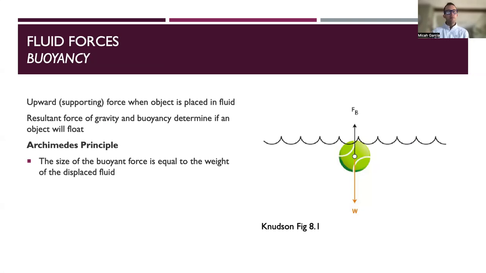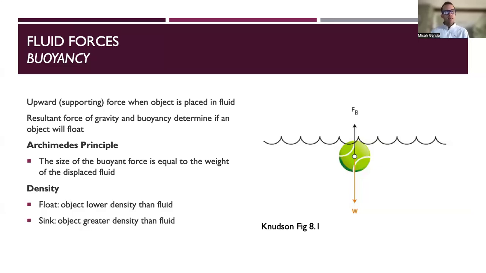So if the object displaces less fluid than what its weight is, it is going to sink. But if it's able to displace the same amount of fluid, then it is going to be able to float. This also takes into consideration the density. So in order for something to float, the object has to have a lower density than the fluid. If the object has a greater density than the fluid, it's going to end up sinking.